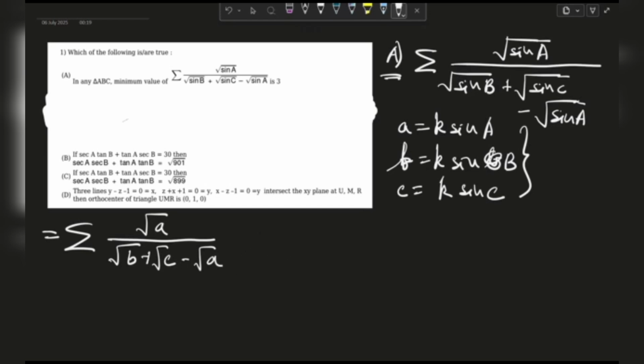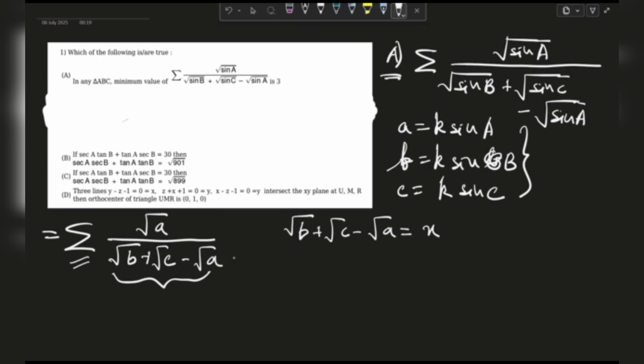Now I guess this denominator could give us something. Let's take root b plus root c minus root a to be x. When we open up this sigma, we will have root a by root b plus root c minus root a as the first term. In the next term there will be root b in place of root a, and the denominator becomes root c plus root a minus root b, and so on. We will actually have three terms.